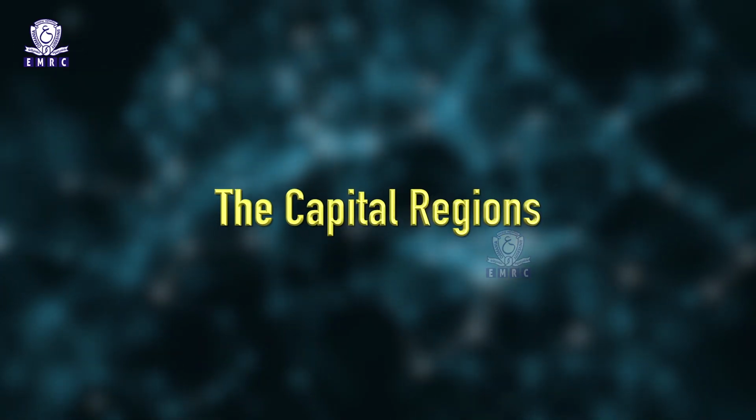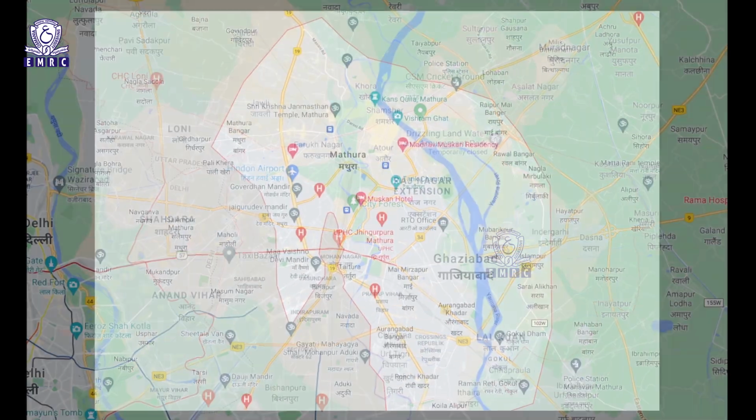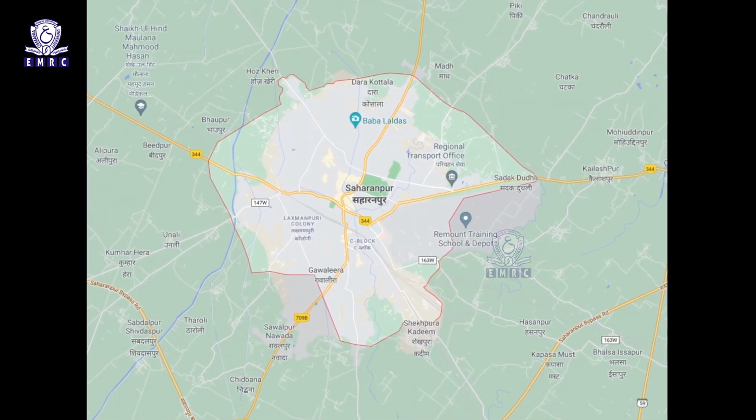Now let me take you to the capital regions. Adjacent to the Delhi metropolitan area, several industrial establishments developed. This is the new industrial area compared to the other regions which I have discussed. The major centers of production are Faridabad, Ghaziabad, Mathura, Saharanpur, etc. The major products of the region are textile, engineering, leather, drugs and pharmaceutical, petroleum refinery, toiletries and cosmetic products and detergents, etc.